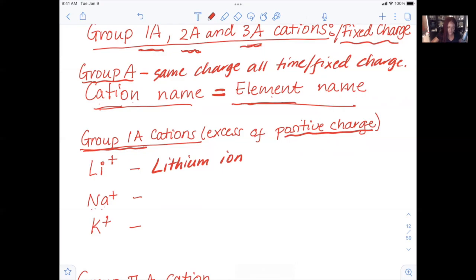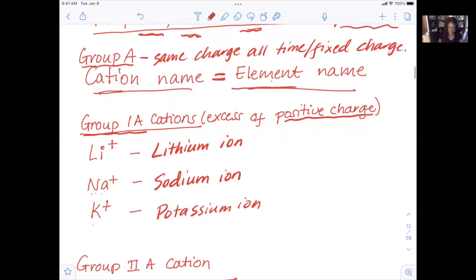And then this element here is called sodium, and the ion is called sodium ion. When you're naming the sodium component in the compound, you don't want to use the name ion, but when it's by itself, you can say sodium ion. And here we have potassium ion, okay? So for whatever reason, if you were asked to name an ion by itself, if the ion is a group 1A or any of the A group cations, the name of the element is the same thing as the name of the cation, okay?